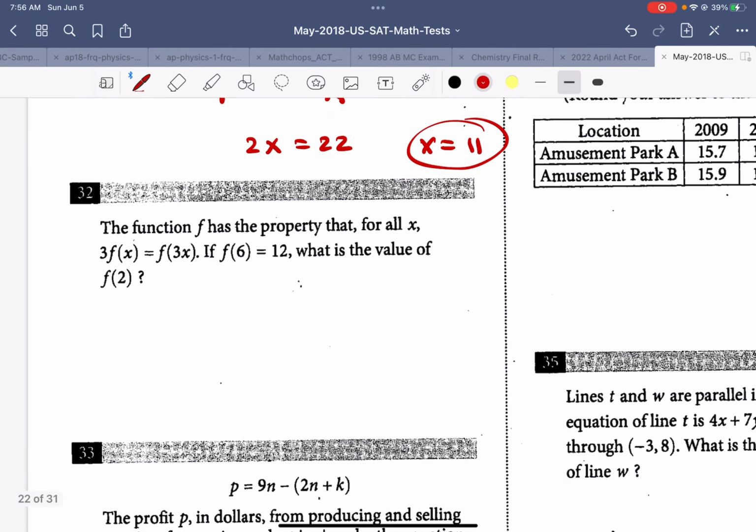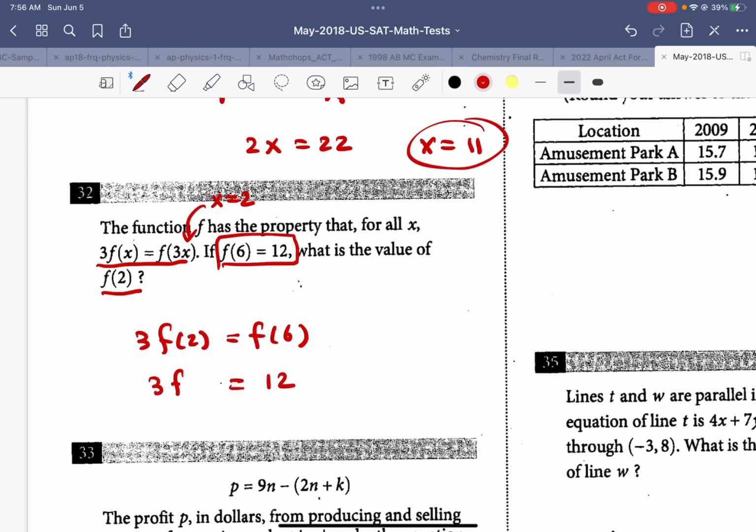The function f has a property that, for all x, they give you this relation. And another piece of information: f of 6 is 12. What is the value of f of 2? So to use this information, I'm going to choose x equals 2 to make it f of 6. So 3 f of 2 equals f of 3 times 2, which is f of 6. Now, f of 6 is 12. So 3 f of 2 equals 12. When you divide by 3, f of 2 should be 4. And then they ask for f of 2, so the answer should be just 4.